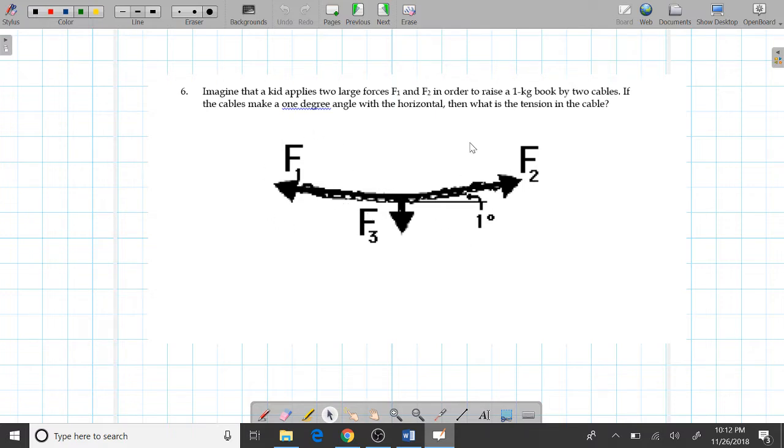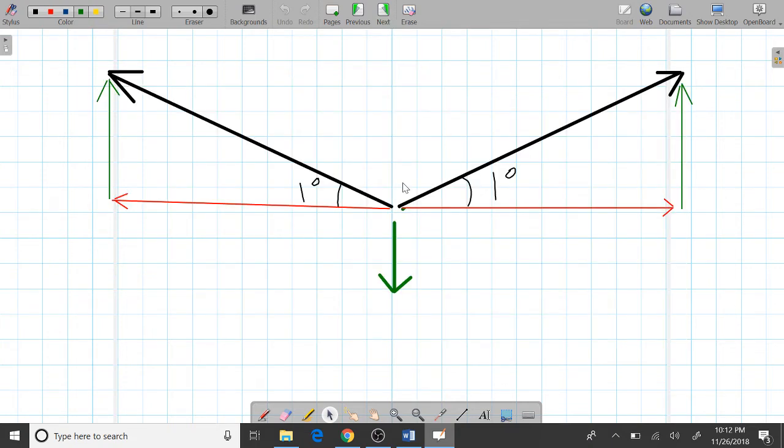Okay, so guys, I took this situation here and I kind of redrew it to give you a better idea what's happening here. Of course, I exaggerated this diagram, but understand that this angle here is 1 degree and this angle here is 1 degree. Ultimately, we're trying to solve for the tension in these cables. What is the tension here? And then what is the tension here? That's ultimately what we're trying to find. We're trying to solve for T, the tension in these cables as we lift this book.